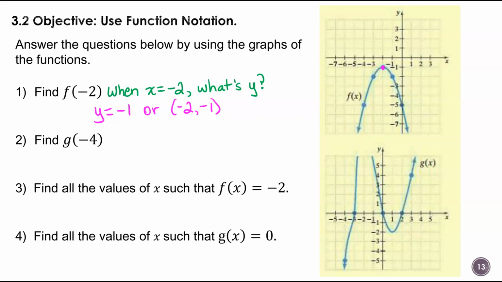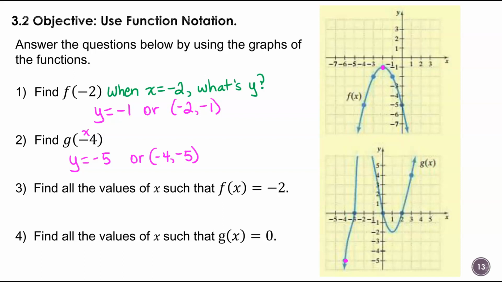On the second one, it says find g of negative 4. So let's go over here on the g. The g function's the bottom graph. Negative 4 down to this point on the graph, and we're at negative 5. So y equals negative 5 in this case. Remember, this is my x. And that could be written as the ordered pair (negative 4, negative 5). I'm fine with you just saying y equals negative 5. That's okay.